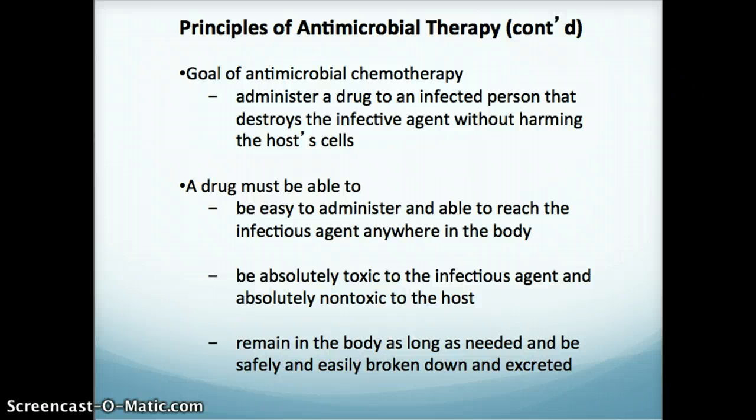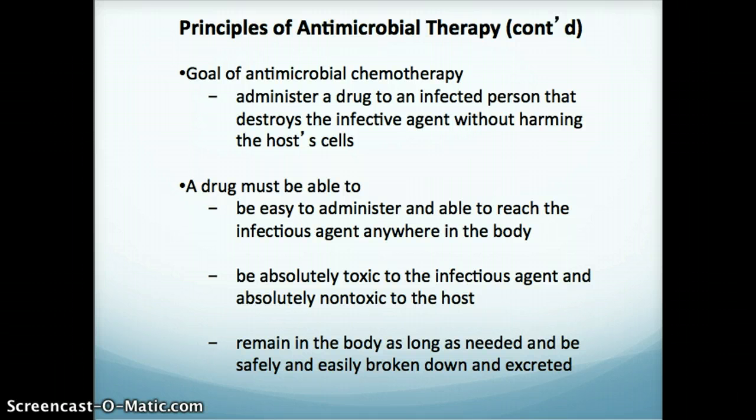So within these principles, what is the goal of using antimicrobial chemotherapy? The goal is really to give a drug to somebody who is infected that will kill that infectious agent without hurting the host cells. So it's targeted at the infective agent.